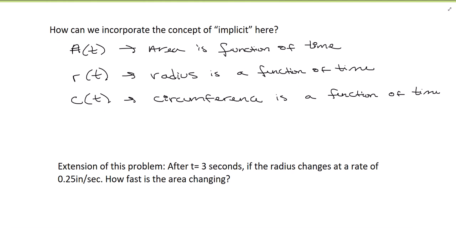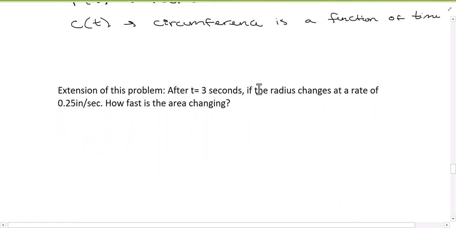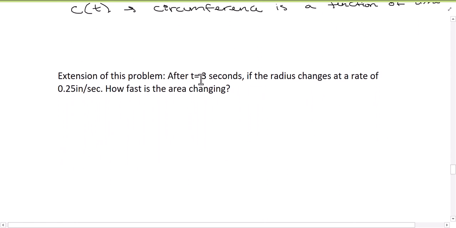area changing? So this is a bit complex, right? We have after t equals 3 seconds, if the radius changes at a rate of 0.25 inches per second, how fast is the area changing? So this is pretty interesting, because then we need some information. How fast? So what am I looking for? I'm looking for a rate of change, right? How fast is the area changing? So we are looking for the rate of change of area.